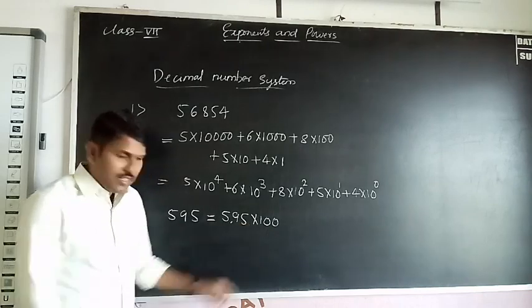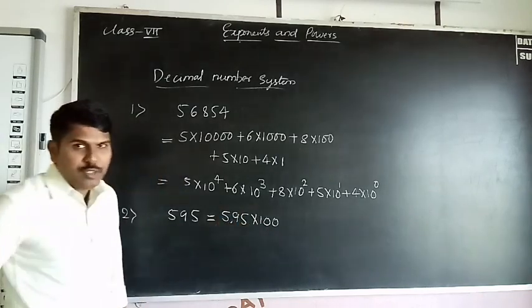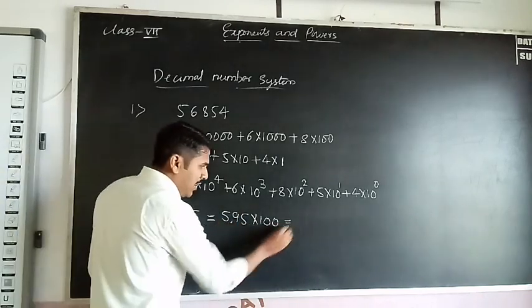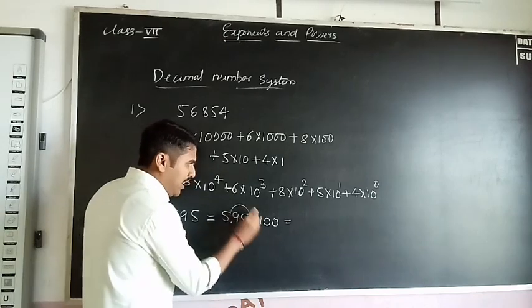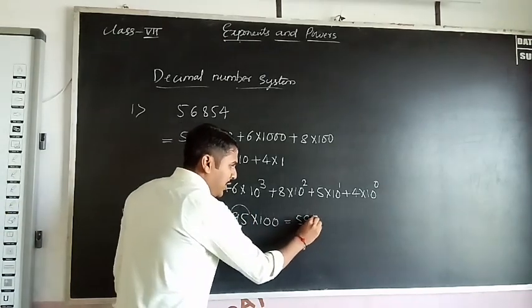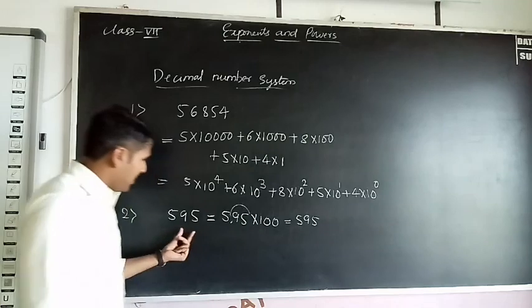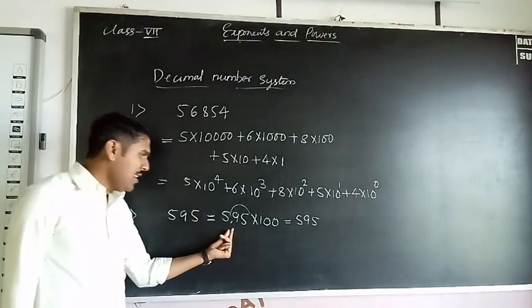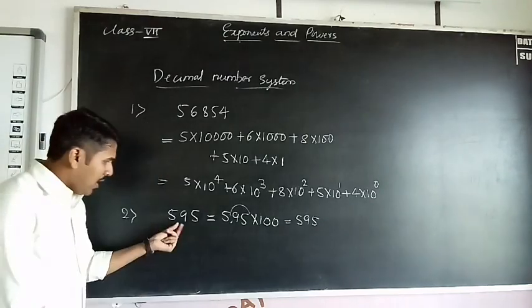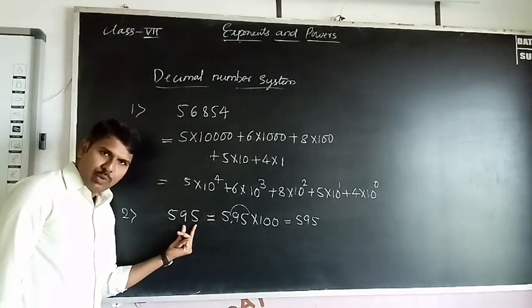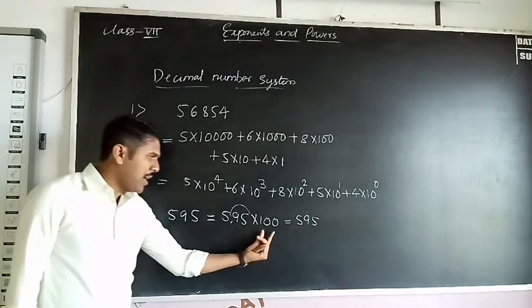If you multiply, the decimal point should be shifted to the right side, isn't it? So what will we get as the answer? Here 2 zeros, shifting it. What will we get? 595, isn't it? That was the number. So we can write it as 5.95 into 100. After the decimal point, how many digits? 2 digits. We have taken 2 digits, which means multiplied by 100.